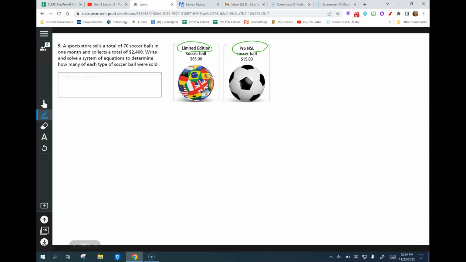So if you're going to put X and Y, put X and Y right above that. I like to kind of label them by what they are. This is the limited edition, and this is the pro one. So I'm going to call them L and P. And it sells a total of 70.